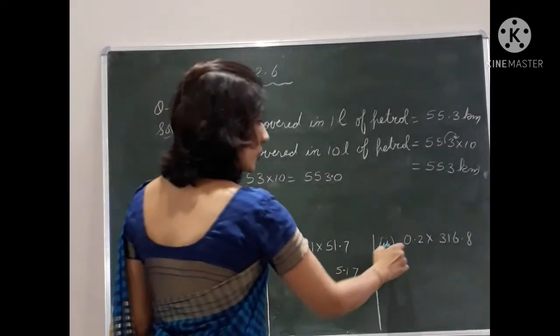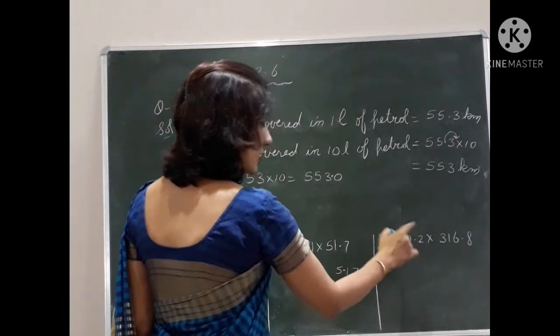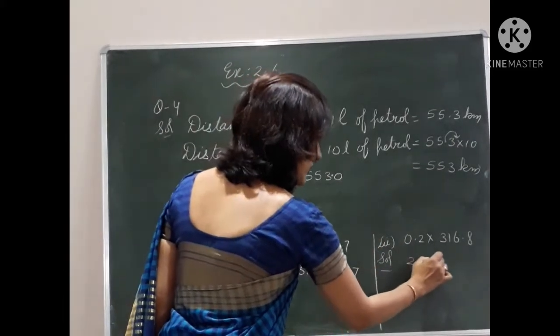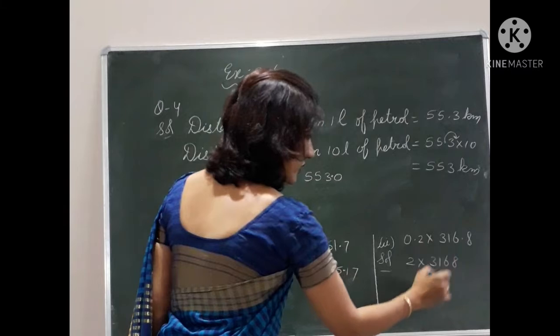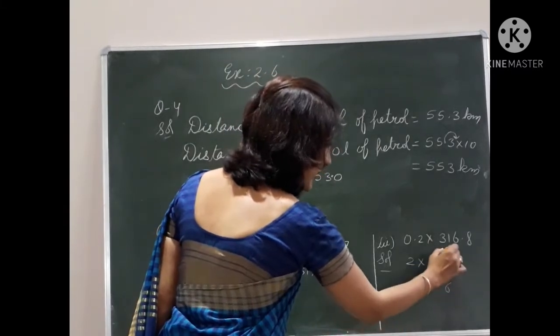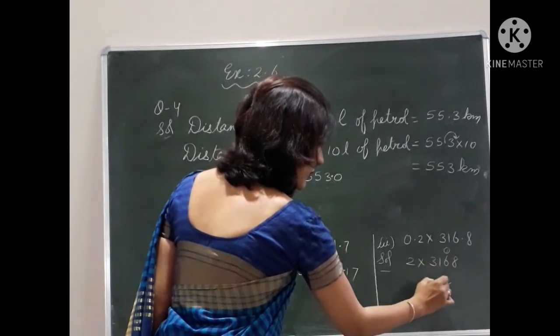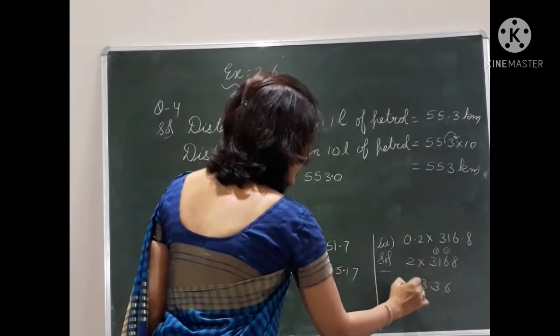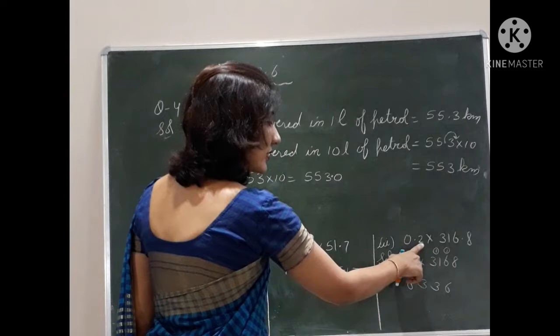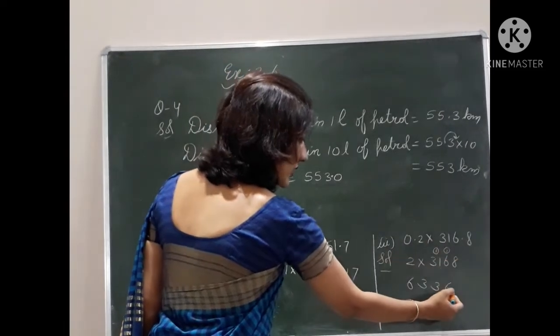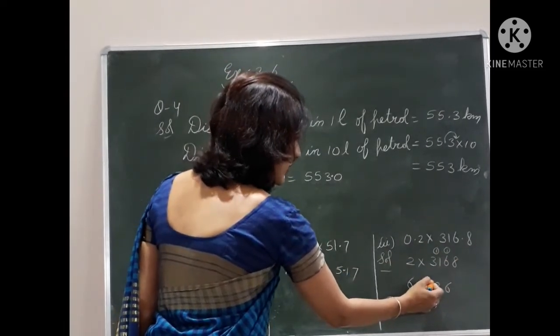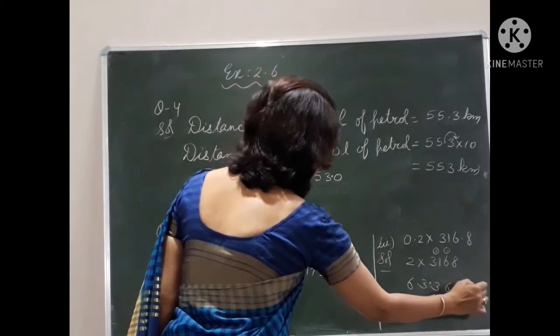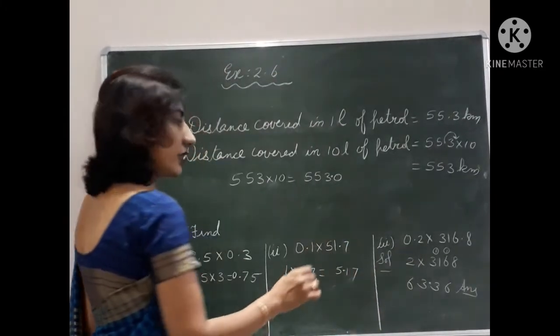Third is 0.2 multiplied by 316.8. That is 2 multiplied by 3168. Multiply 8 by 2, 16, carry 1. 6 times 2 is 12 and 1 is 13, carry 1. 2 ones are 2 and 1 is 3. And 3 twos are 6. After the decimal, how many digits are there? 1 and 1, 2. So starting from the right hand side, leave 2 digits. 63.36 is the answer. So the remaining parts you try yourself.